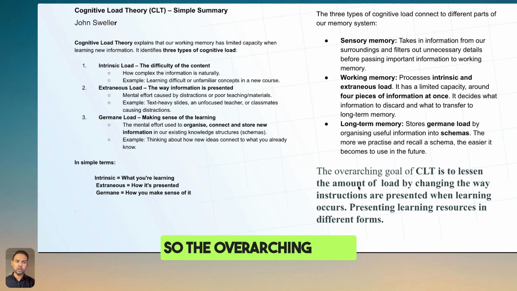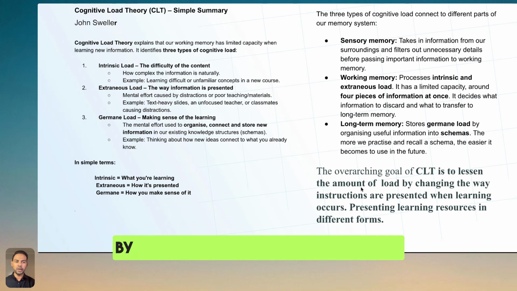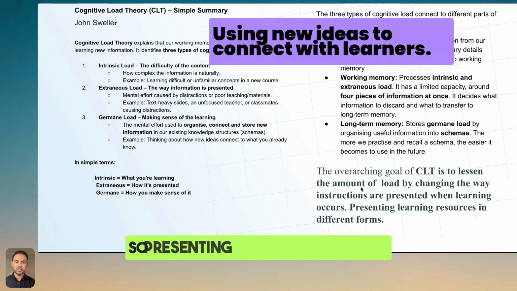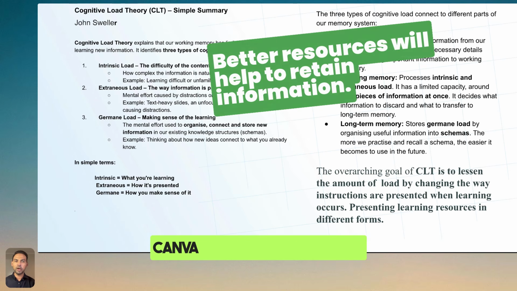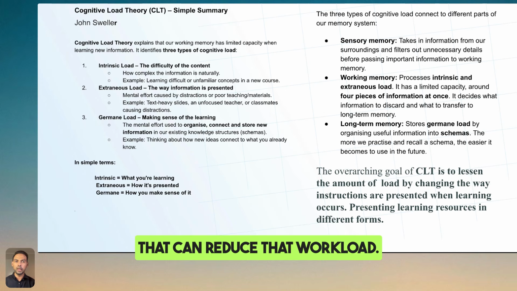So, the overarching goal of cognitive learning theory is to lessen the amount of load by changing the way instructions are presented when learning occurs. So, presenting learning resources in different forms helps. Canva AI is one of the tools that can reduce that workload. This means more energy for the classroom, not more busy work.